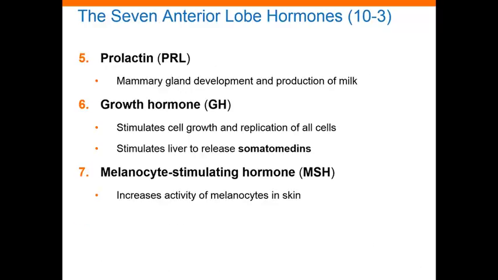Prolactin stimulates mammary gland development. In pregnancy and nursing, it stimulates the production of milk. Growth hormone, also called human growth hormone and somatotropin, stimulates cell growth and replication of all cells, but especially skeletal muscle and chondrocytes. Growth hormone stimulates the liver to release somatomedins, which trigger an increase in amino acid uptake by cells following a meal. It has multiple metabolic influences.